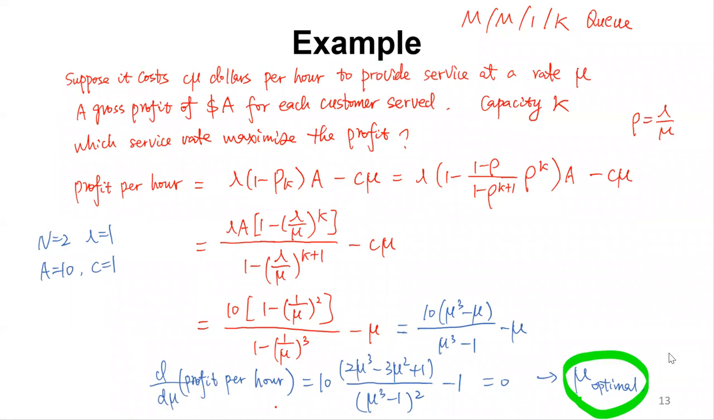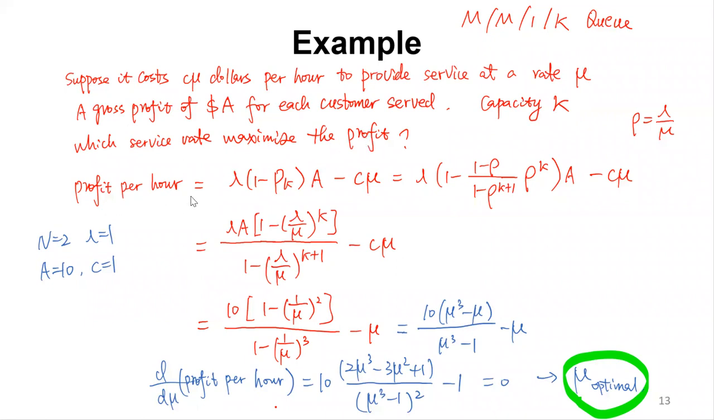Now let's have a look at another example on M/M/1/K queue. Suppose it costs C mu dollars per hour to provide service at a rate mu. Because if you want to provide service, you have to pay those servers. But if they do it at rate mu, you have to pay C mu dollars. There is a gross profit of $8 for each customer served, and the capacity is K. Now, which service rate maximizes the profit?